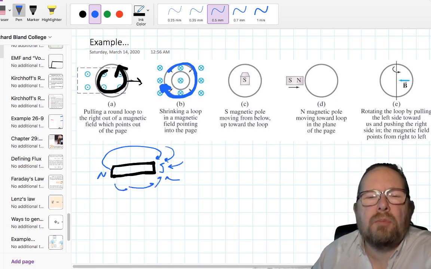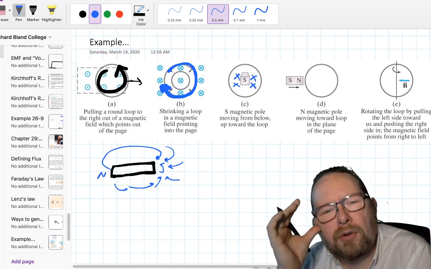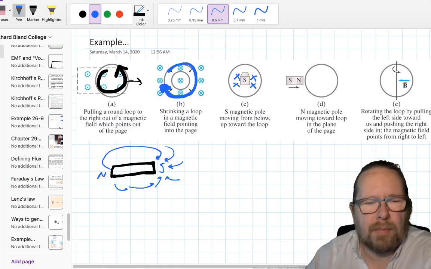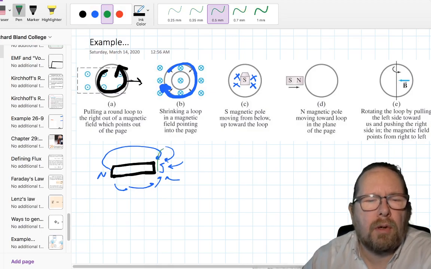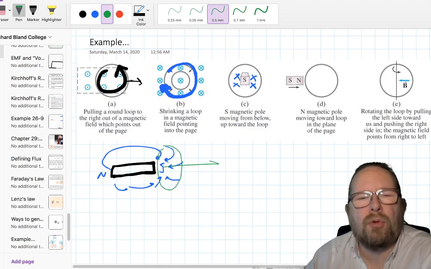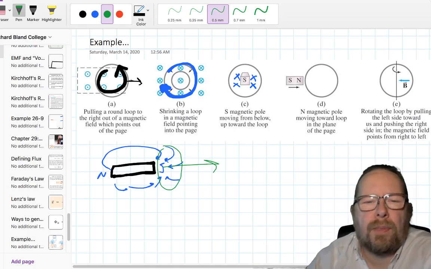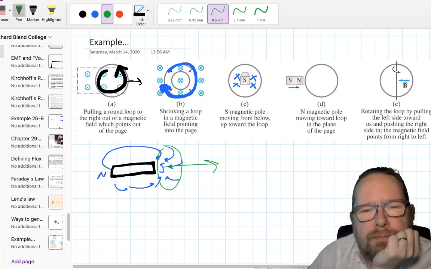So that means as you move the magnet into the coil, there's going to be an increase of flux in the into the screen direction. If this is my loop and I'm moving the magnet through the loop that way, there's going to be an increase in the flux in the direction pointing into the page. Okay? If this was a north magnetic pole, it would be reversed.